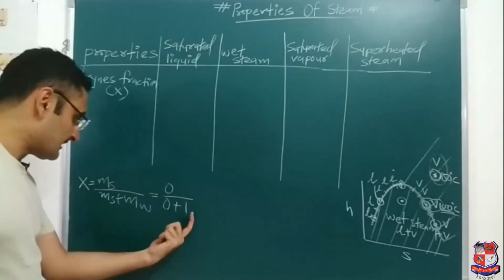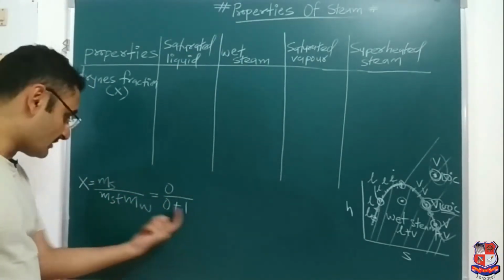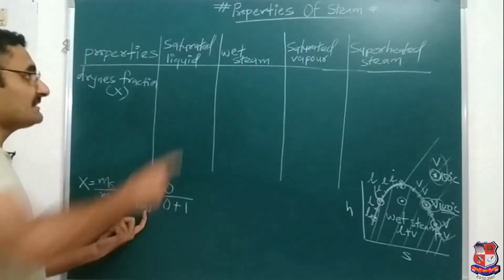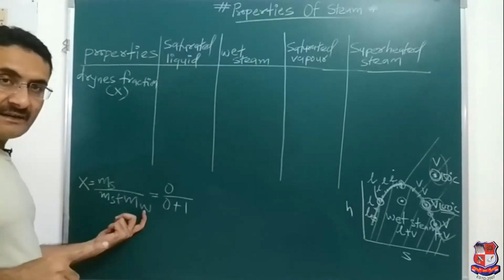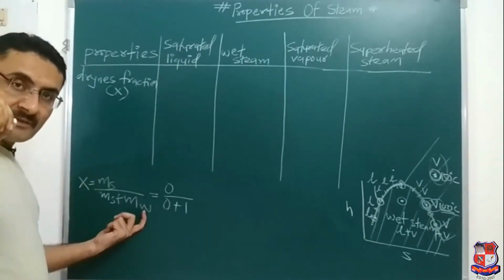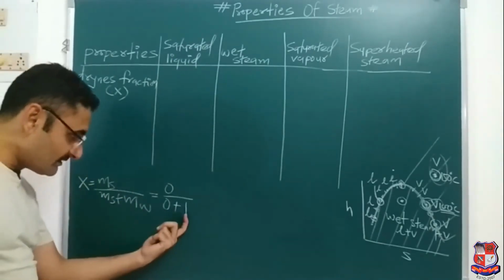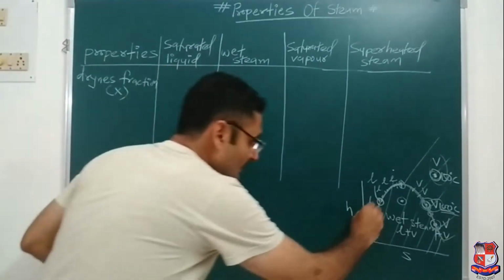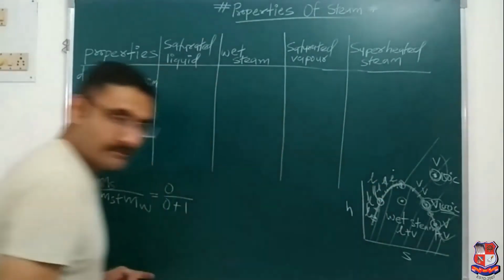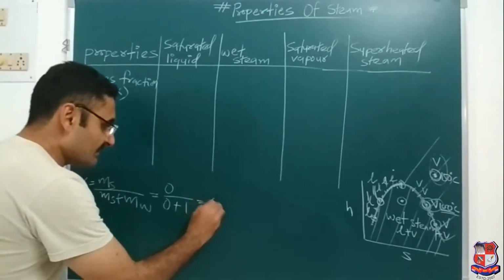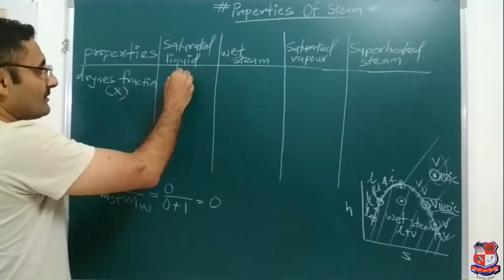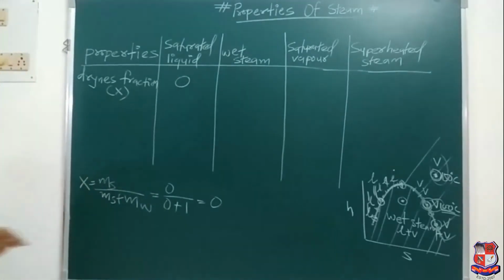So over here, the mass of water in saturated liquid is maximum, 1, because in saturated liquid pure liquid is present, so pure water means 1. So over here liquid particles are 1. Now 0 by 0 plus 1, so the answer will be 0. So for saturated liquid, dryness fraction is always 0.